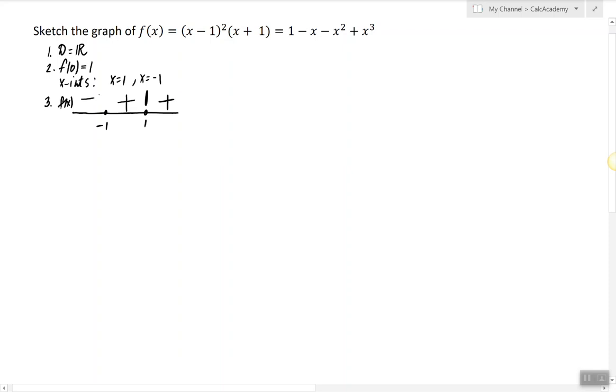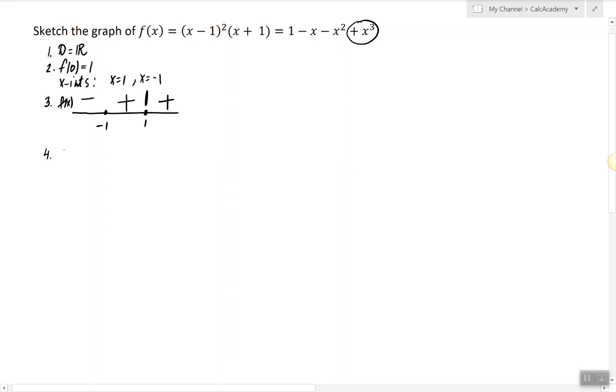So at this point we kind of have an idea of what the graph of this polynomial function looks like. Also, by looking at the leading coefficient, we know that the graph is going to look like x cubed, so it's going to be opening up on the right side and opening down on the left side.